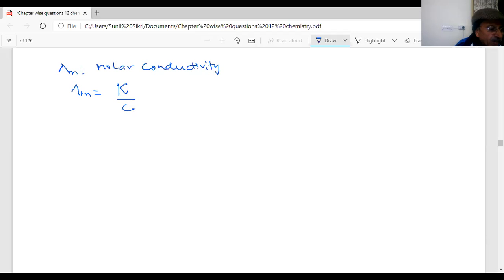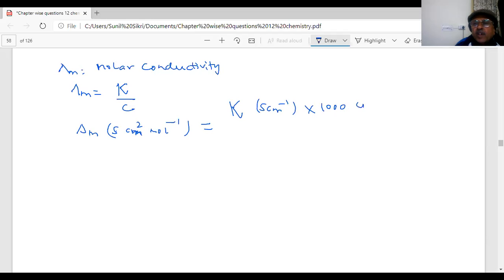So we have to be careful about the units we are using. If lambda m is in Siemens centimeter square mole inverse, and the unit of conductivity is Siemens centimeter inverse, then this will be multiplied by 1000 centimeter cube per liter, because that is the unit of 1 liter. And if molarity is given, C is nothing but the molarity.